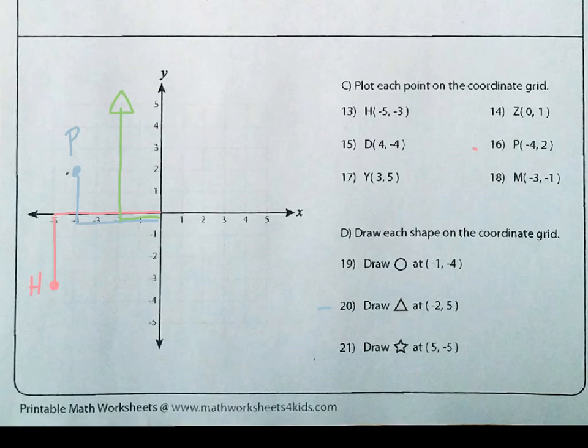Now later on, we are going to start making shapes with our coordinates. For example, like we did in the video that you all saw earlier, we put some points together and say, you know, that makes a square, and so on. But for this particular piece of work, all you have to do is just draw those shapes there at these ordered pairs. That's it. Nothing more complicated than that.